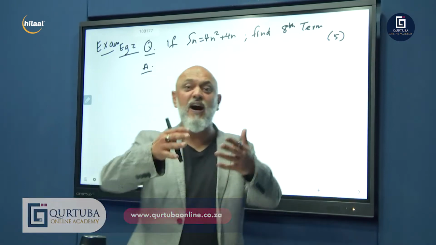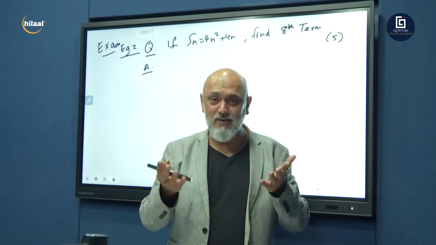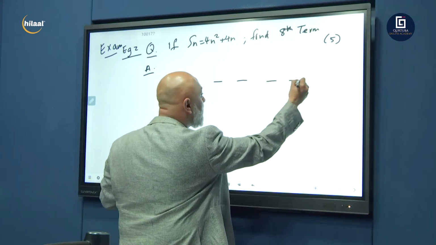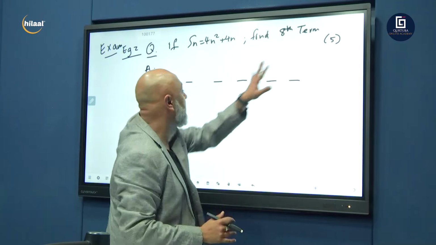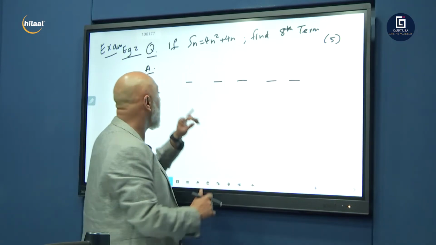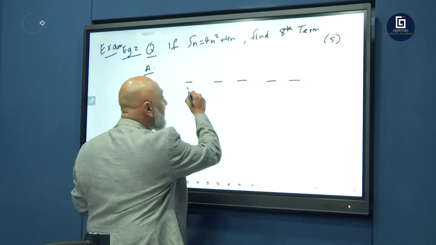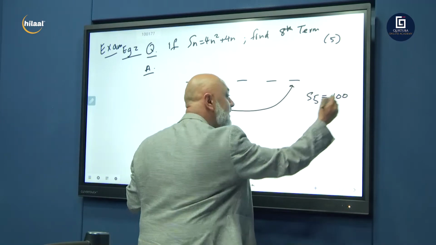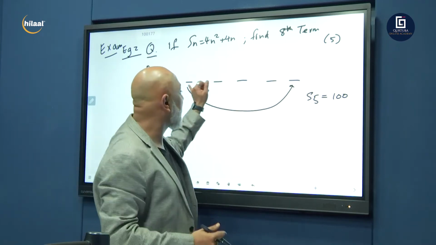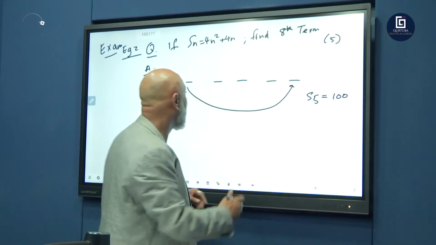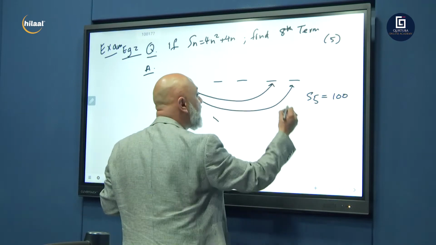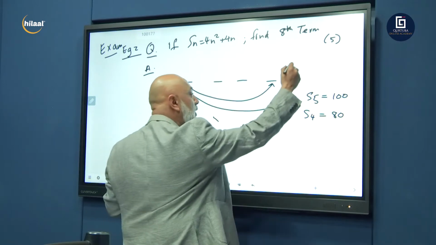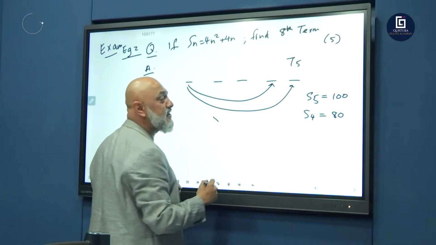If we had 5 people sitting in a room, just think about this, right? We had 5 people. Person 1, person 2, person 3, person 4, person 5. Forget about the question now. If I tell you that the sum of 5 people's ages, I'm talking about the age now, is 100, and then I tell you that the sum of 4 people's ages is equal to 80, find what is T5. How much is T5?